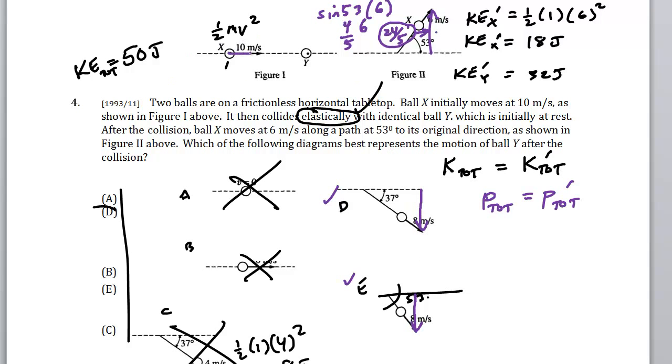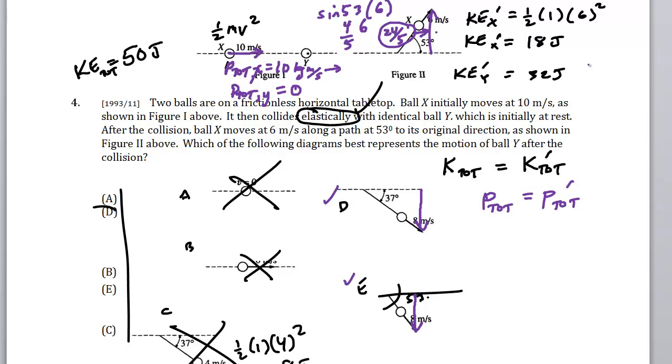Why? Because if you look at the beginning, there is no y component. The total momentum, and we have to look at the total momentum in both the x and the y. The total momentum in the x is 10. 1 kilogram times 10 meters per second, so it's 10 kilogram meters per second. Again, we're assuming a 1 kilogram object. The total momentum in the y is 0.